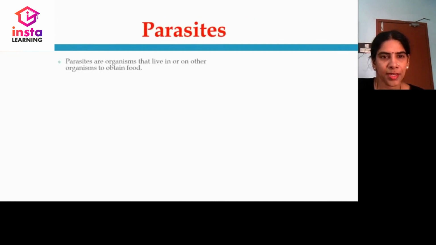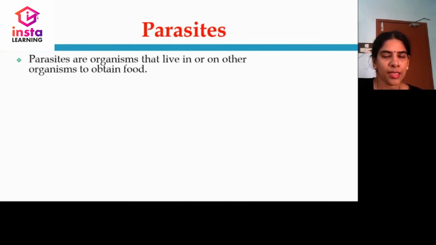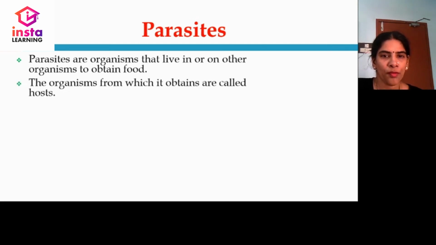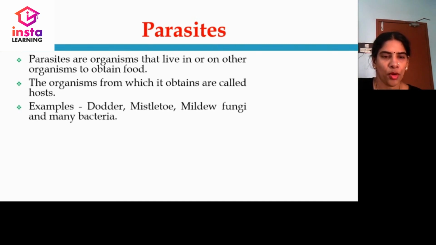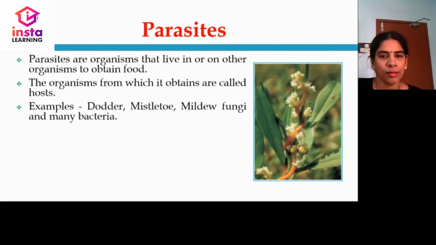What are parasites? Parasites are organisms that live in or on other organisms to obtain food. Those organisms from which they obtain food are called hosts. For example, dodder, mistletoe, mildew fungi and many bacteria.